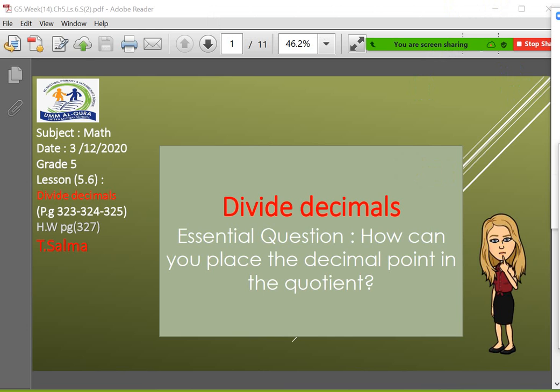Okay, you are late today, so girls, please bring your books and open your books on page 323 because we have a new lesson today. So girls, today we will talk about how I will divide now on decimal numbers. How I will know where I have to place the decimal point in the quotient.